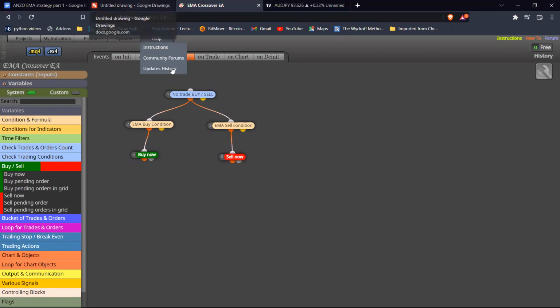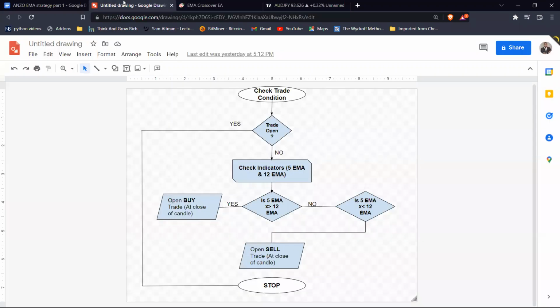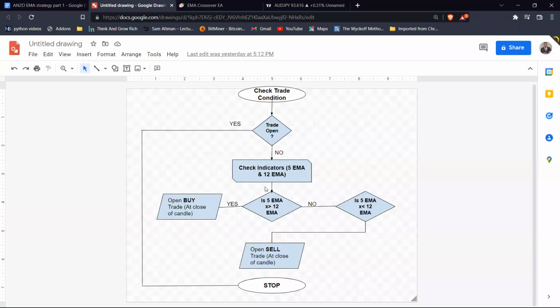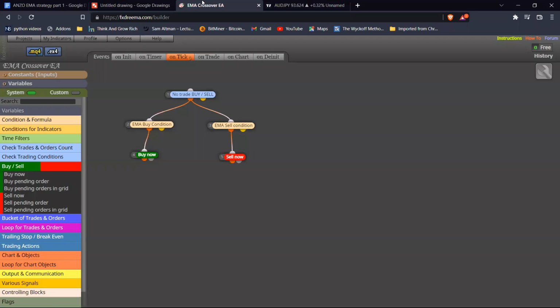Now, if we go back here, what you notice is we've actually completed our flowchart. We check for trade condition, as you can see here. The first thing we check is if there are no trades. If there's an open trade, it would not deploy. It will not come into this area. But if there are no trades, that is when it will come into this area. And then what will it do? Well, we'll go back here. We're going to check both the 5-period moving average and the 12-period moving average, and we're going to see if the 5-period moving average is crossing above the 12. So that's what we did here.